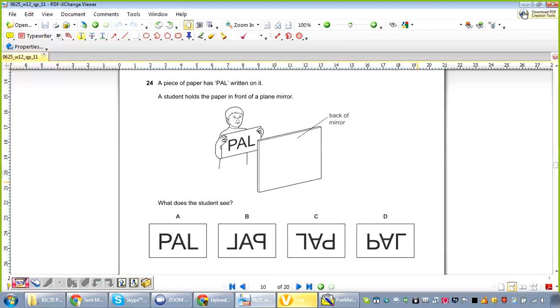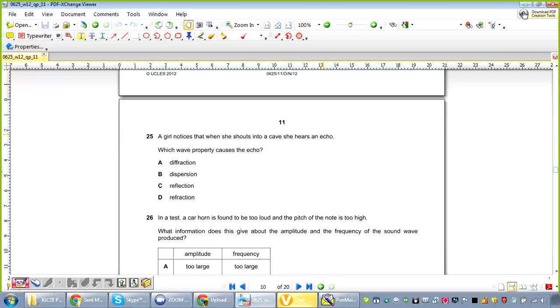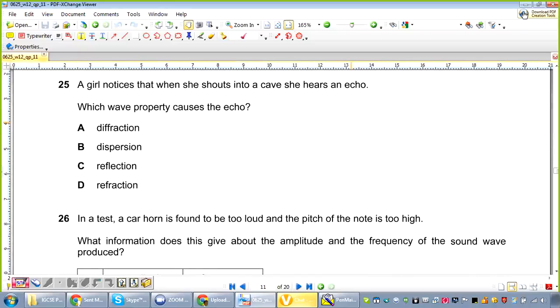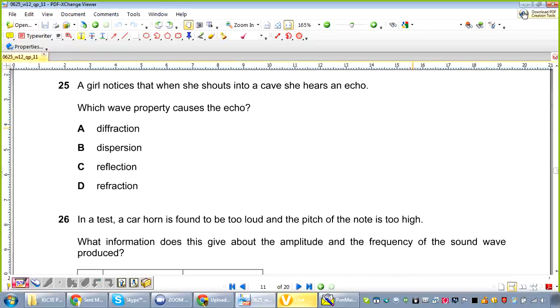B. Which one? B, second option. Yeah, correct. A girl notices that when she shouts in a cave, she hears an echo. Which wave property causes the echo? Reflection. Yeah.